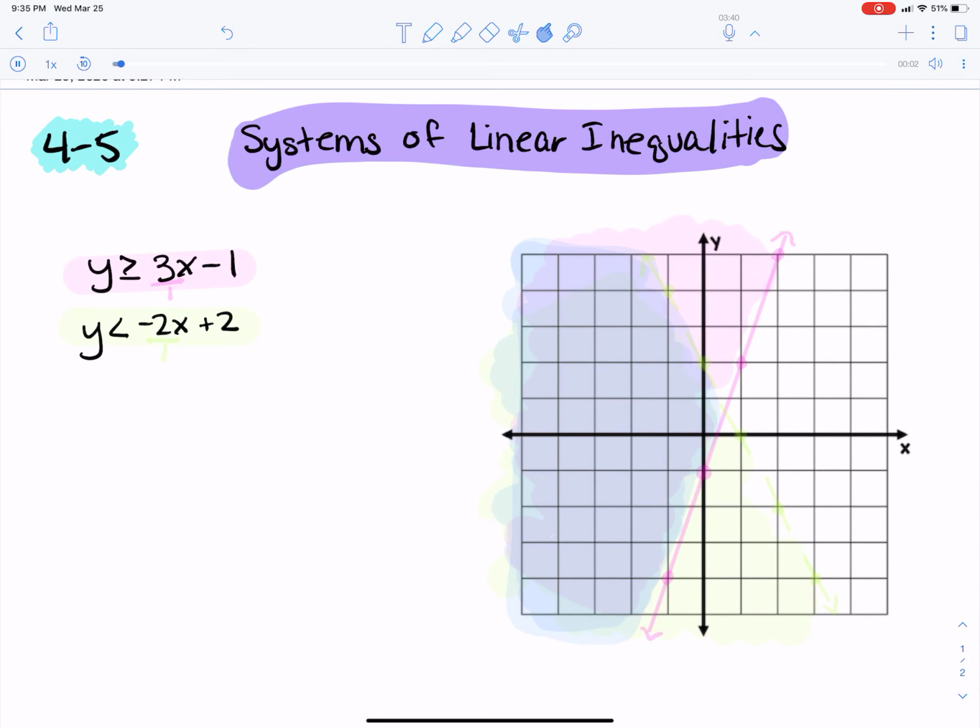All right, so this goes with 4-5, systems of linear inequalities. When we did systems of equations, we always had two different equations. So for systems of inequalities, we're going to have two inequalities. This we're going to solve by graphing. So we're going to graph both of these inequalities, and we're going to determine the solution by the area where both of them are shaded. We're going to start by graphing the first inequality.